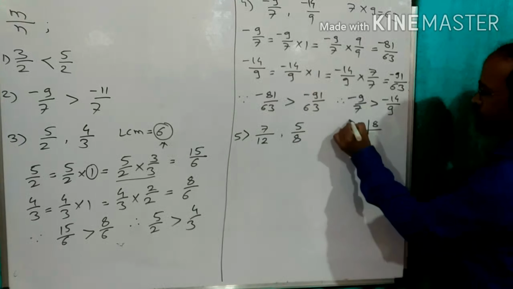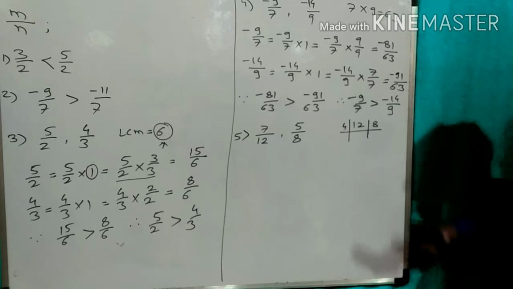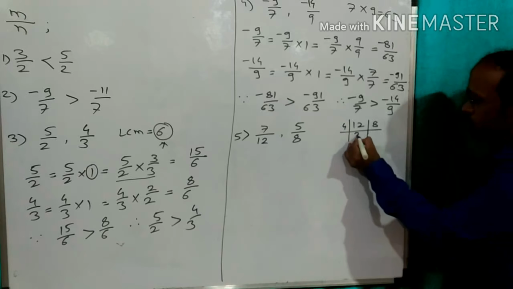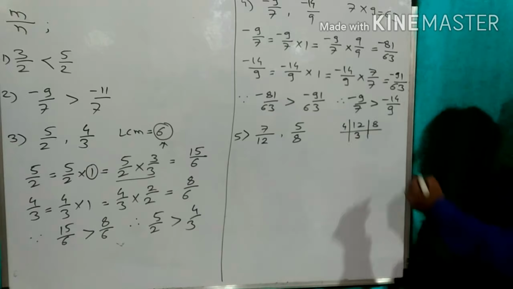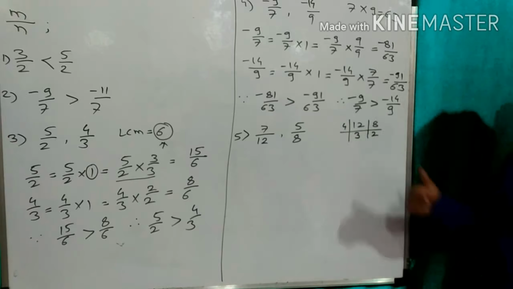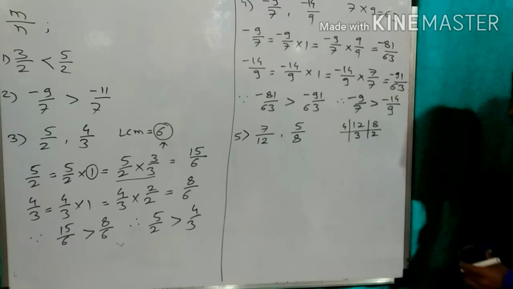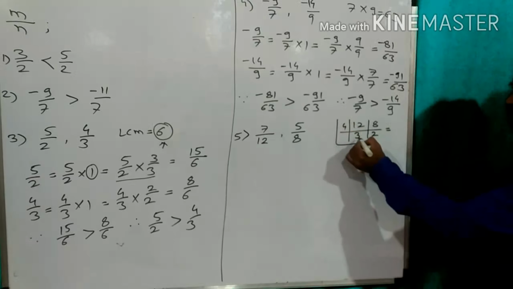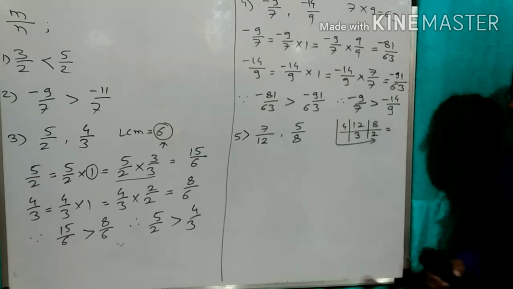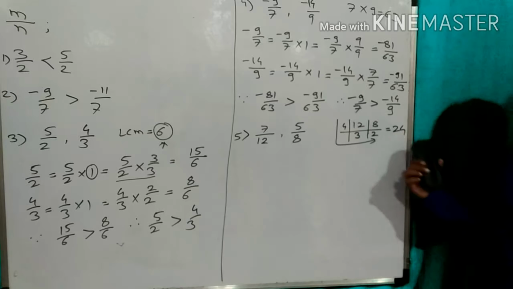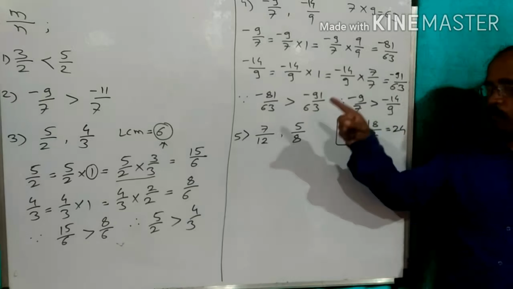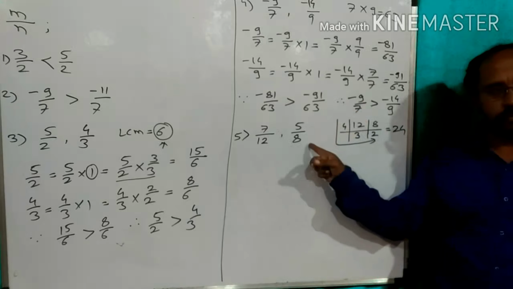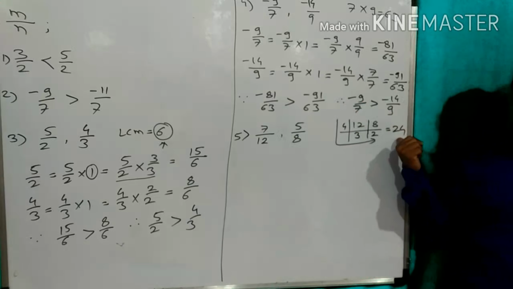12 and 8 are both directly divisible by 4. So if we divide them by 4, 4 3s are 12, 4 2s are 8. No common factor between these two numbers. So LCM is the multiplication of these: 4 3s are 12, 12 2s are 24. LCM is equal to 24. We have to make the denominator of both of these numbers equal to 24.